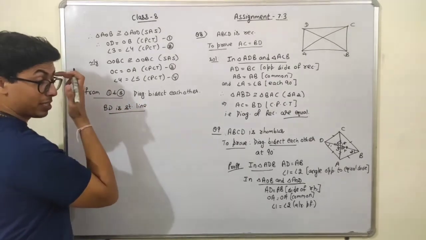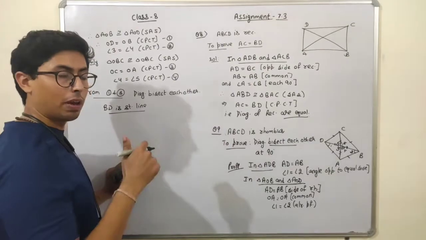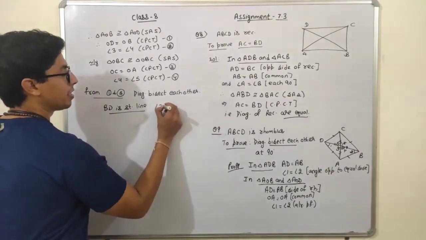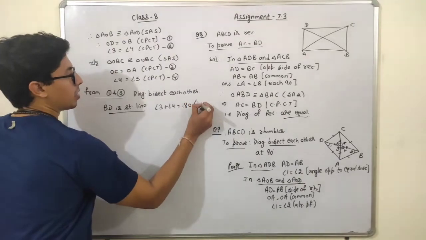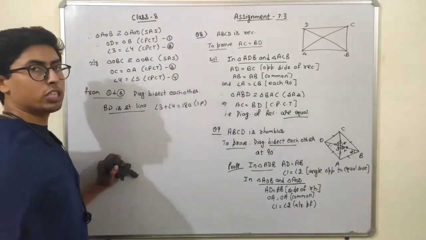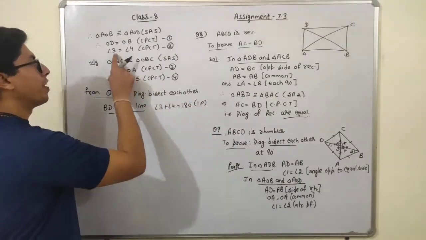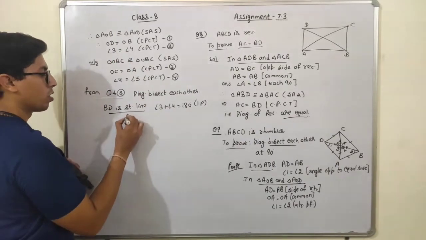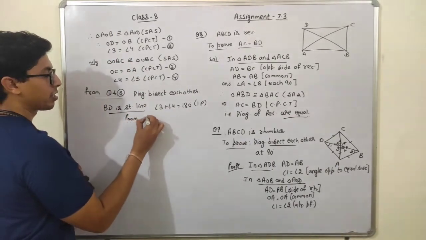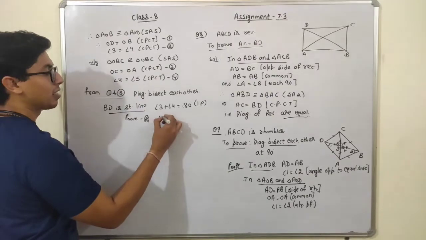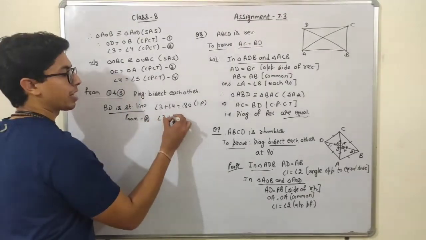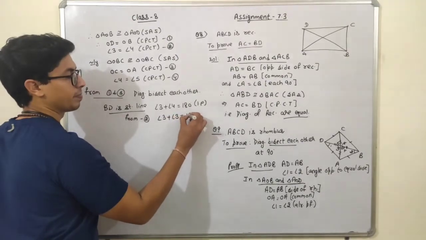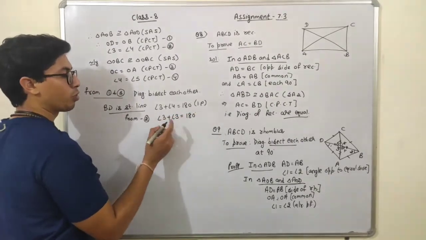Okay. So students, angle 3 plus angle 4 will be 180 degrees because of linear pair. And from equation 1, I have already proved that angle 3 is equal to angle 4. So angle 3 as it is, and name this angle 4 as angle 3. So this will be twice of angle 3.